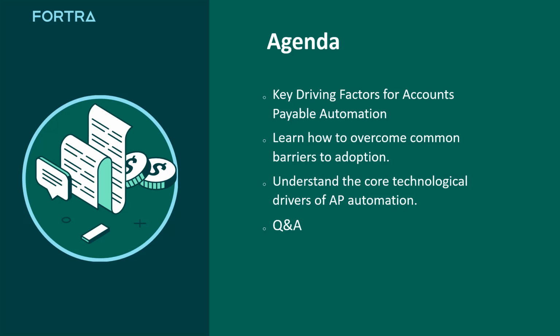And as organizations are shifting to more automation of their accounts payable process, there's still a lot of questions about what is driving these changes. So today's agenda is focused on answering what are the key driving factors for accounts payable automation, and also how to overcome barriers of adoption of the accounts payable automation solution within your organization. So we're going to talk about those couple areas here today. And then I'm going to finish up talking about the core technology drivers for AP automation.